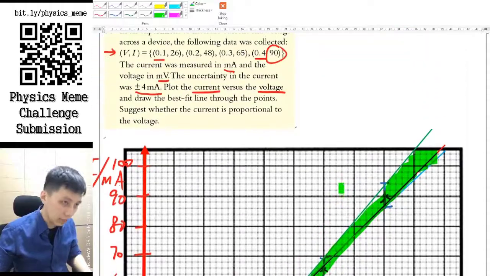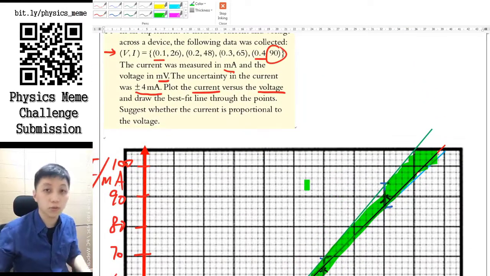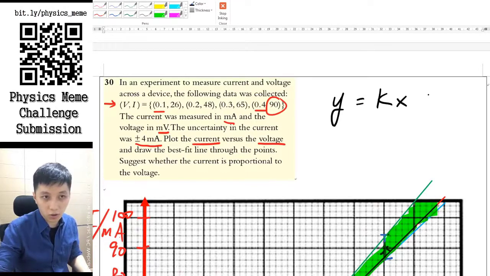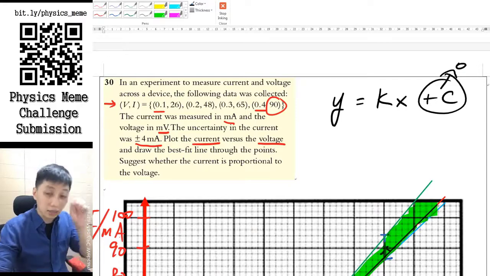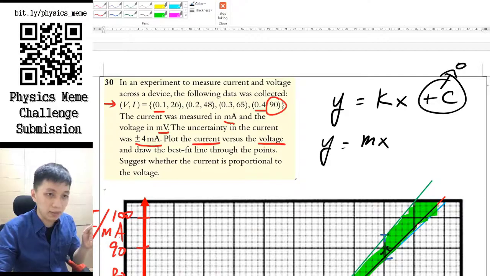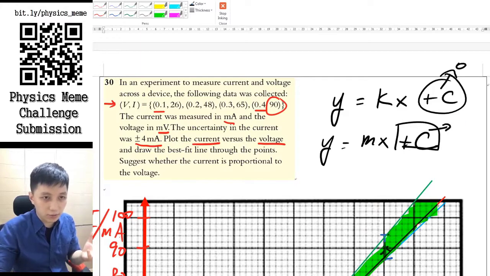So that is to say the current is really proportional to voltage, because when you say proportional, it is saying that y equals kx. There's no plus c, or you may say plus c is going to be 0. It's a different idea when you say y equals mx plus c. M and k are both just the slope, and then this c is non-zero.